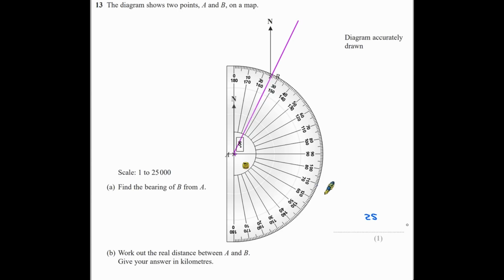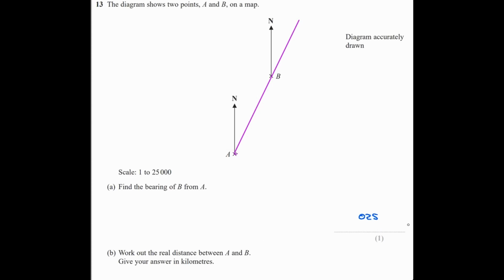Don't forget, when you are using a bearing, it should be a 3-digit number, so it's 025 degrees. Now part B is asking us to work out the real distance between A and B, and we're giving our answer in kilometres. Now obviously you need to take a ruler and measure from A to B.